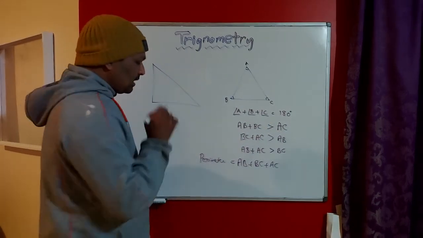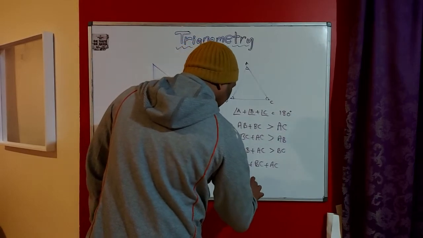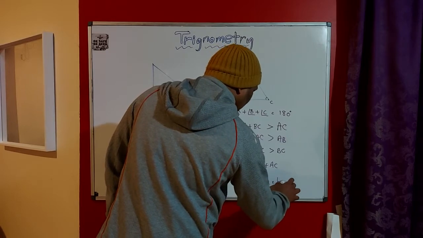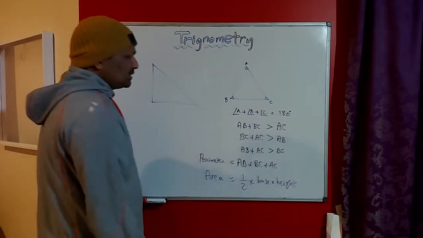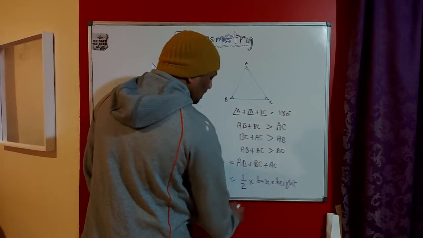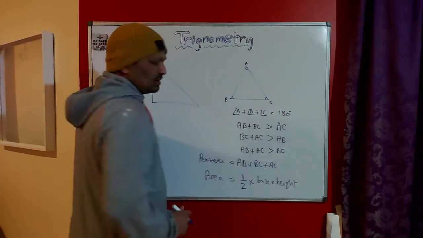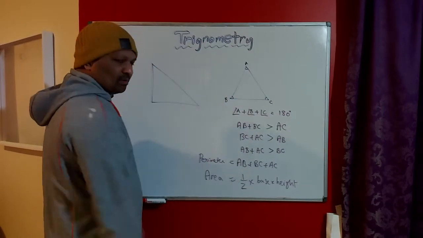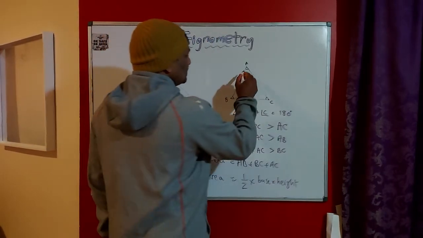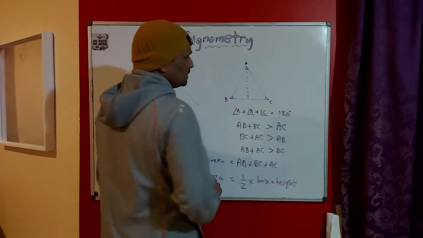And what is the area of a triangle? The area of a triangle is equal to half into base into height. What is half? It's a constant, 1 by 2. What is the base here? You can consider BC as the base, because this is the side touching the ground. What is the height? This is the height for this triangle.